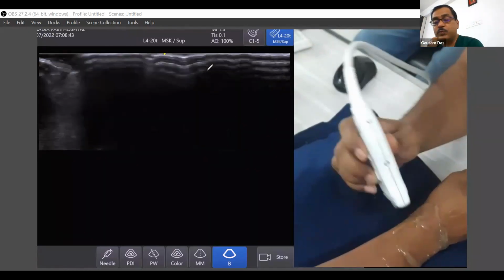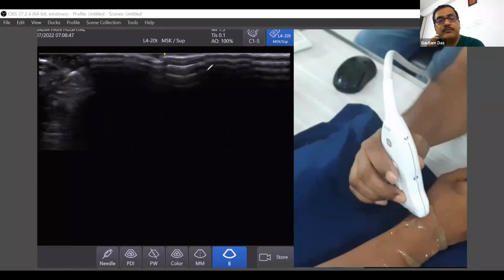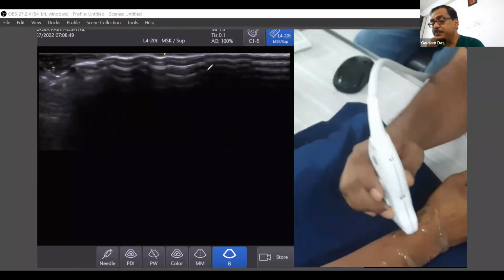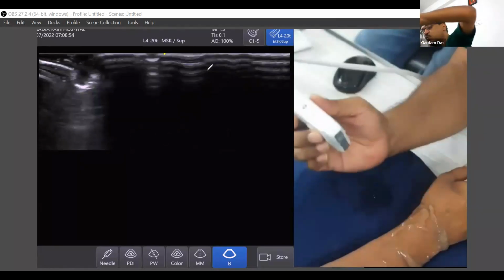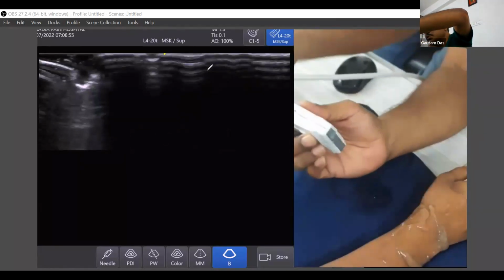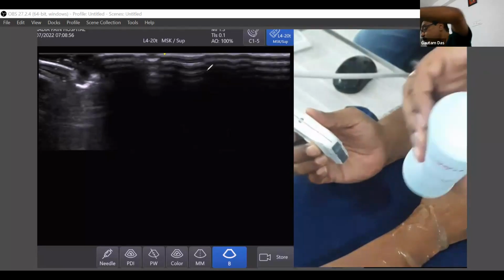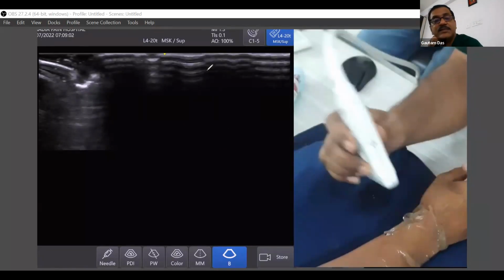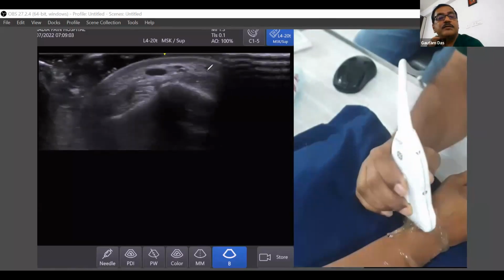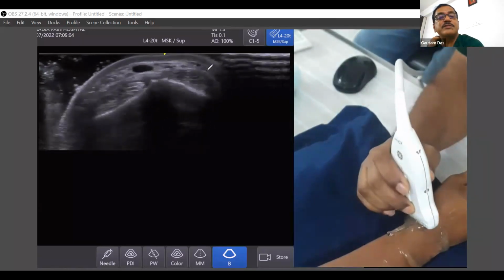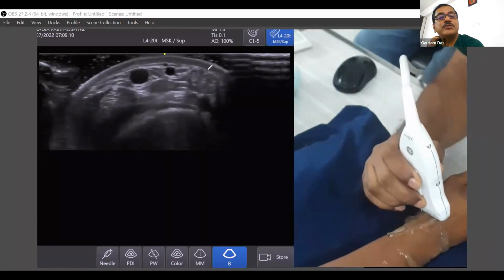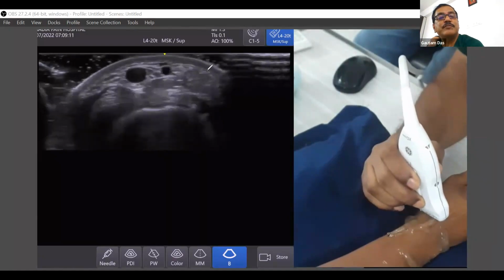So here we can start above or below, but I found that the easiest way is to put a lot of jelly over the cephalic vein. The superficial radial, one of the important branches, just crosses below the cephalic vein. And that is the area where identifying the nerve is easy. You see? Can you see something crossing below the cephalic vein?